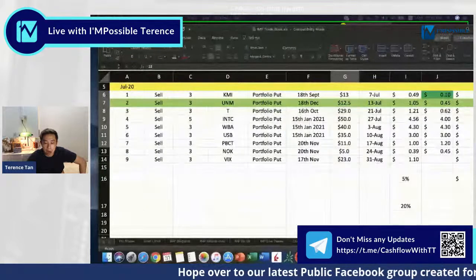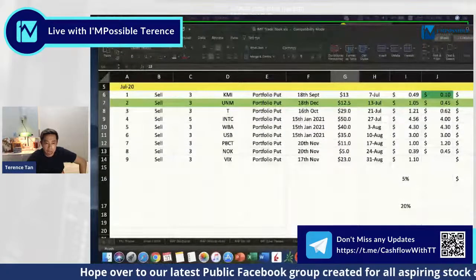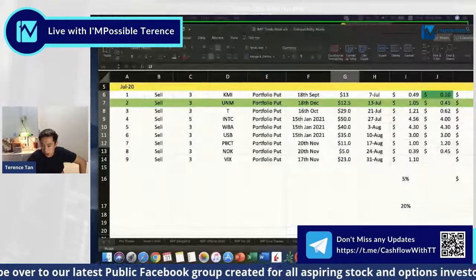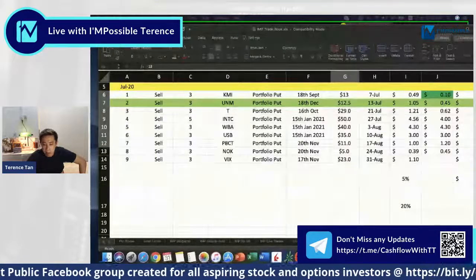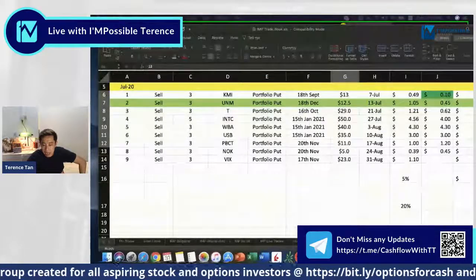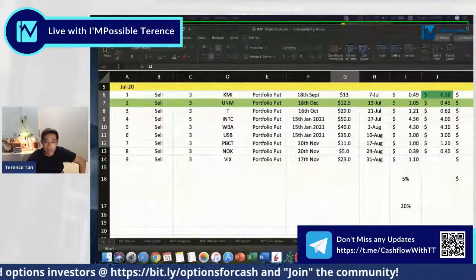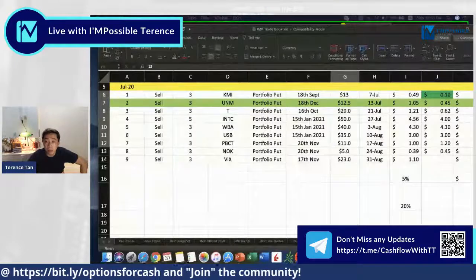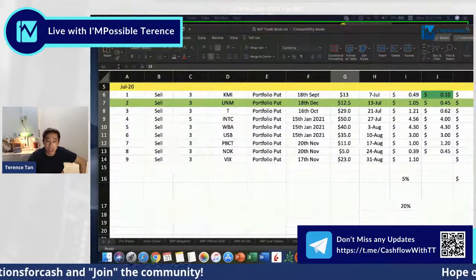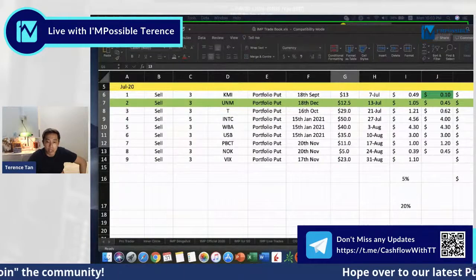Buhari, as you can see over there, we did the Nokia $5 put for 20th November expiry for about 39 cents credit. That was done last week in our last episode. If you want to find out more, you can go over to the Facebook group, play last week's episode, and you'll be able to find out more after that.